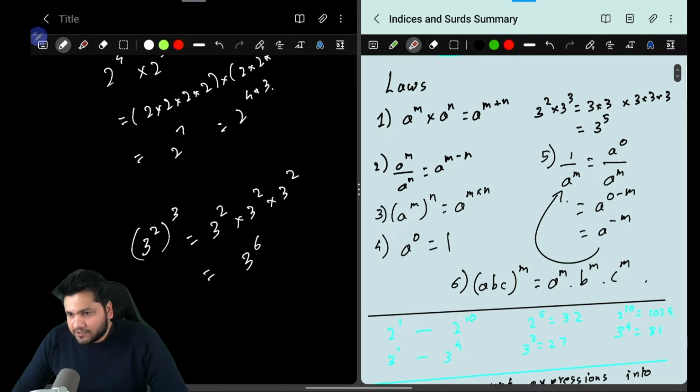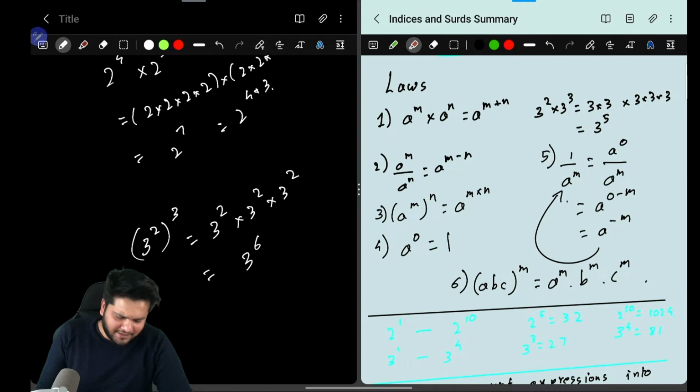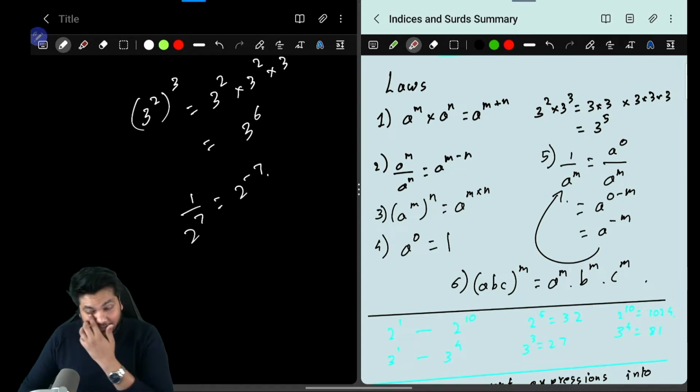Also, anything to the power of 0 is 1. Because of that, we can find out that 1 upon a to the power of m can be written as a to the power of 0 upon a to the power of m, which is nothing but a to the power of 0 minus m, which is a to the power of minus m. For example, 1 upon 2 to the power of 7 is nothing but 2 to the power of minus 7. These are negative indices as well.